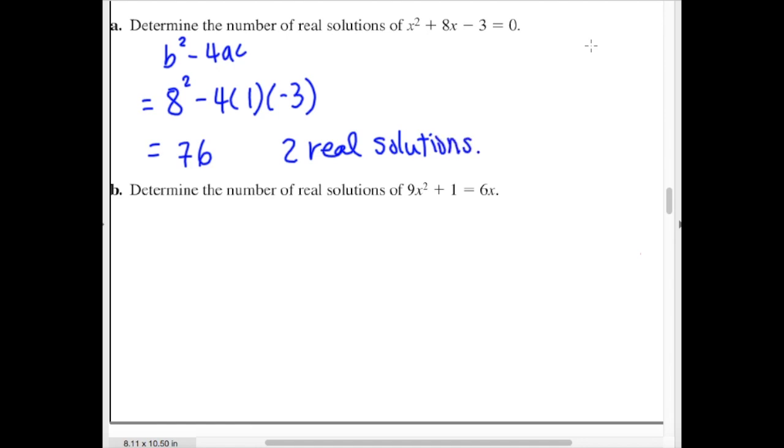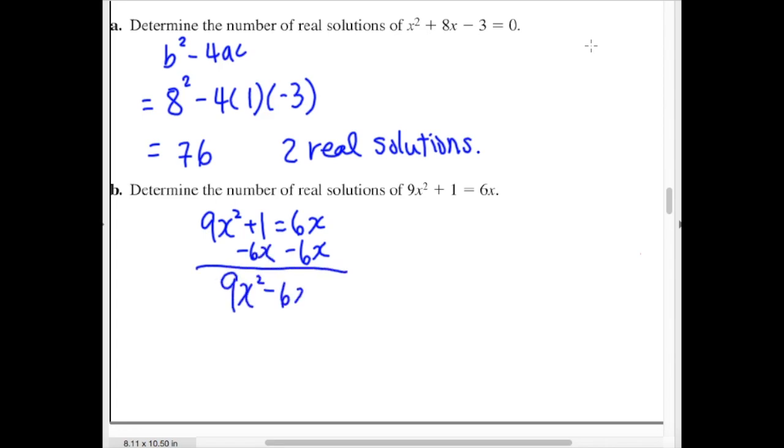Alright, b. Determine the number of real solutions of 9x squared plus 1 equals 6x. You're going to have to write the equation in standard form. So I'm going to move my 6x to the left side. Subtract 6x on both sides, and you get 9x squared minus 6x plus 1 is equal to 0.